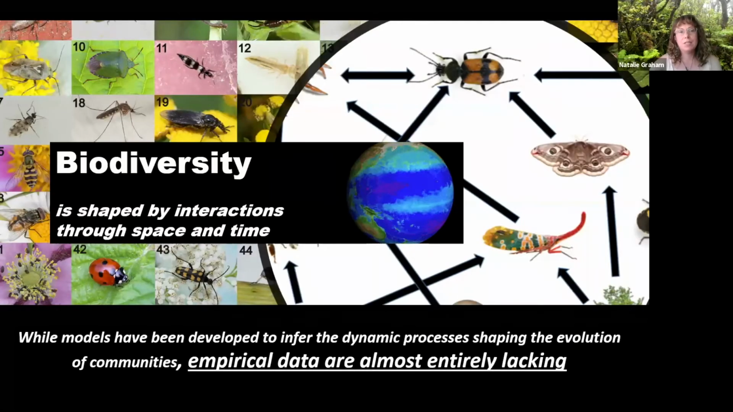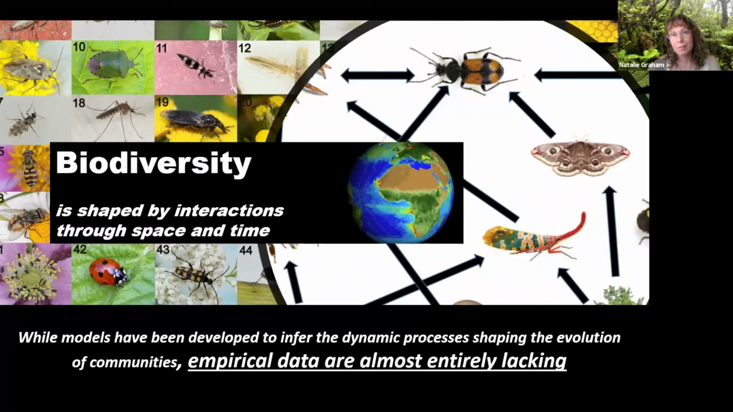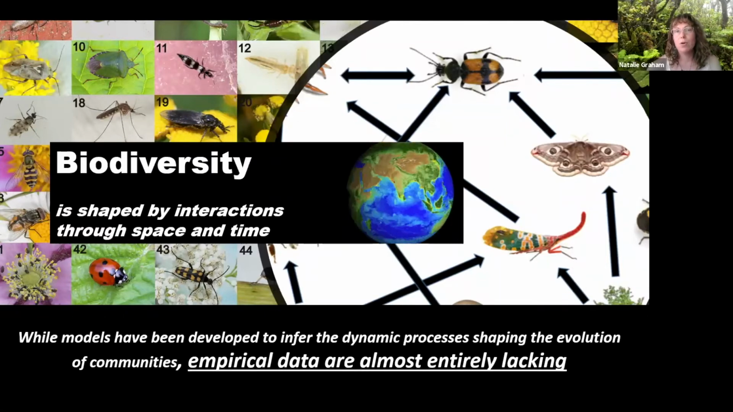And we know that biodiversity is shaped by interactions of organisms, both interactions with their environment, and also interactions with one another in the community. And we know that the relative importance of these abiotic and biotic interactions is also going to change through time. Interestingly, models have been developed to infer this dynamic process, but empirical data is almost entirely lacking. The reason for this is, how do you sample a whole community, right? And recently, the technology has been developed to do just that. To sample whole communities in one fell swoop using high throughput DNA sequencing, and specifically here, DNA metabarcoding.